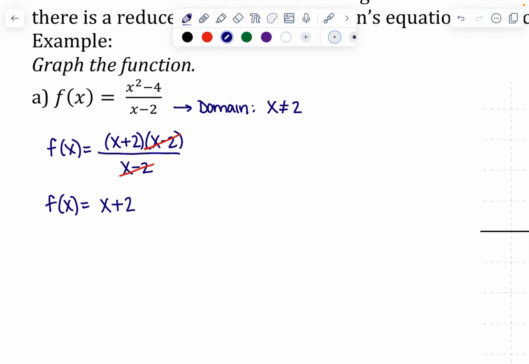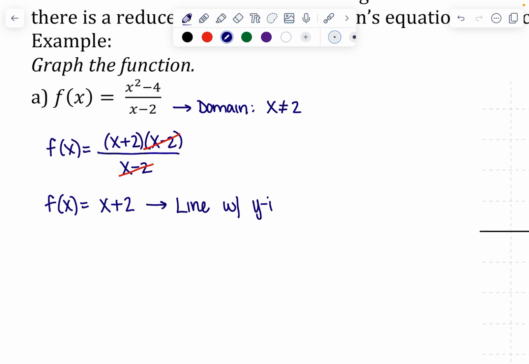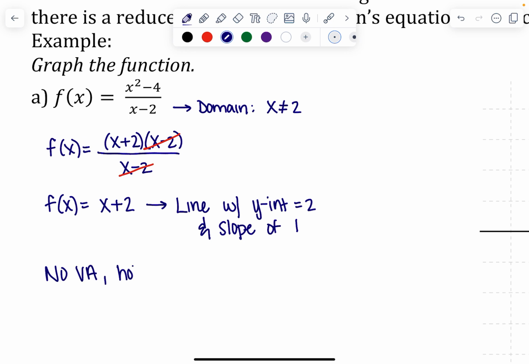Okay. So that graph is a line with a y-intercept of 2 and a slope of 1. And we know, because we had that cancellation, we have no vertical asymptotes, but we have a hole at x equals 2.